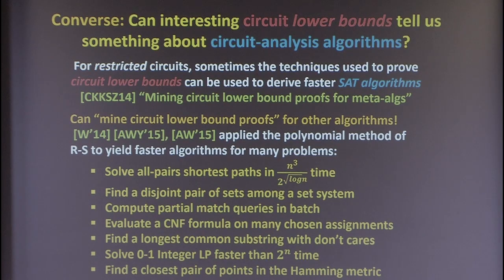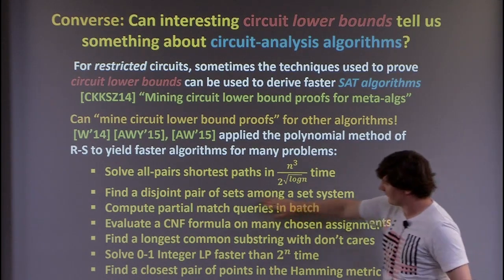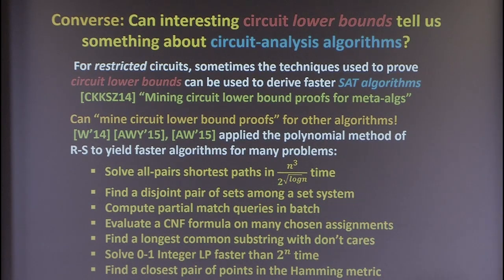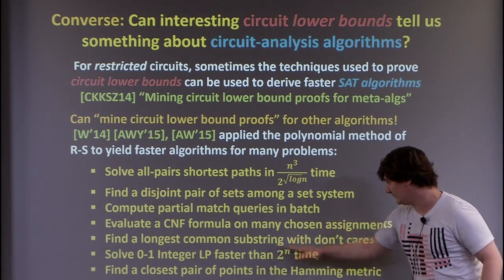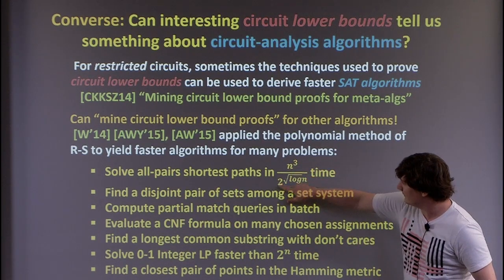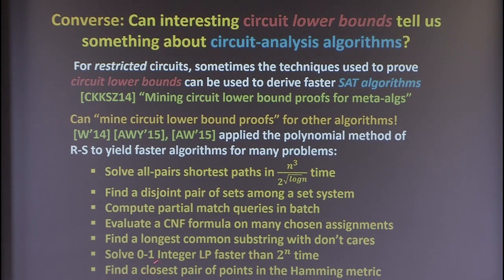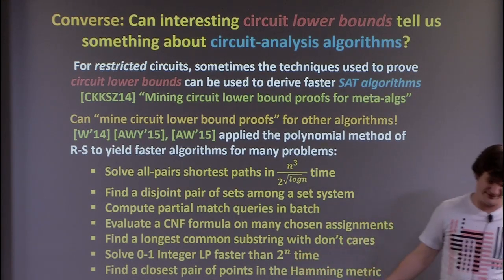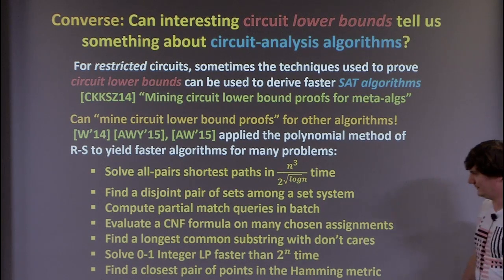Okay. So other things you can do is solve this orthogonal vectors problem, or equivalently find a disjoint pair of sets in a set system, compute partial match queries, evaluate a CNF formula. You can find longest common substring with don't cares in about n squared over 2 to the square root log n time, where n is the length of the two strings. So you can solve 0-1 integer programming much faster than 2 to the n time. You can't get 1.9 to the n time; that would contradict strong ETH, but you can get something much faster than 2 to the n.